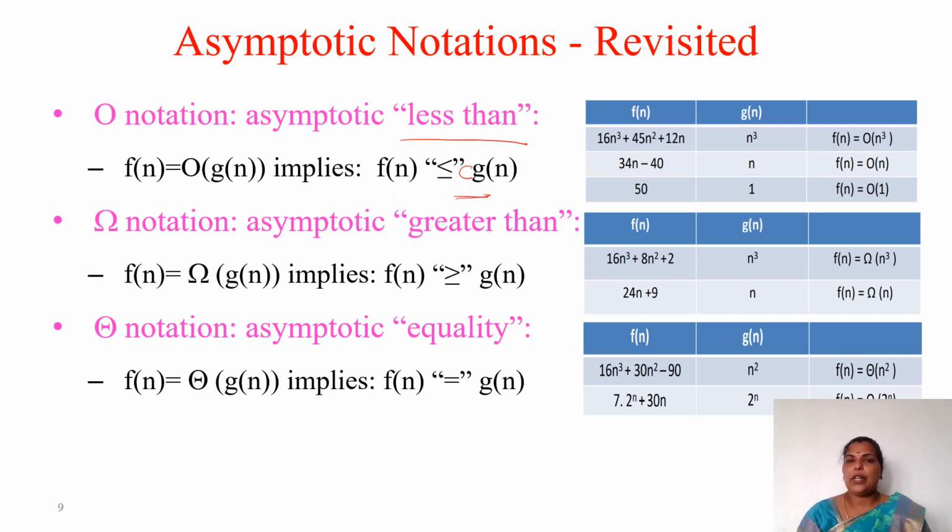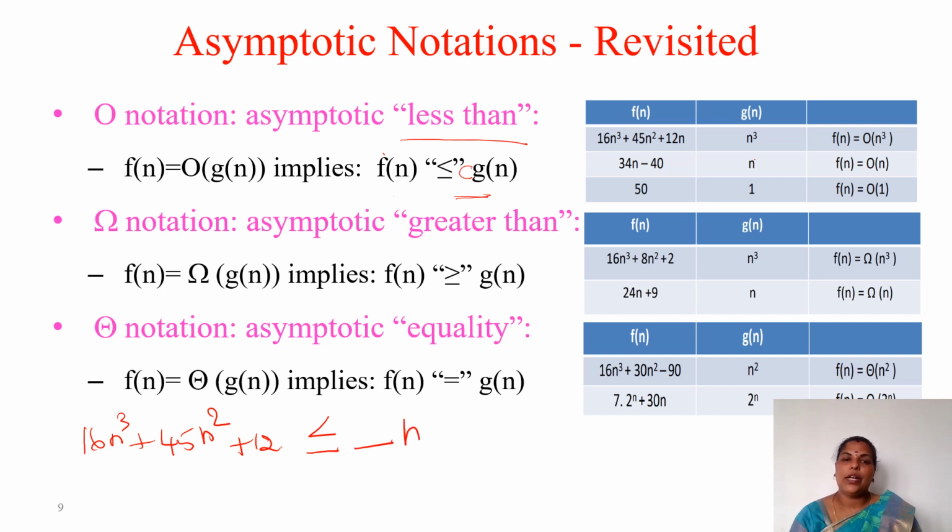So if you take this example, 16n cube plus 45n square plus 12n, that is the f of n value we have, and g of n is n cube. Then we write f of n is equal to big O of n cube. To show this, we have to prove that f of n, that is 16n cube plus 45n square plus 12n, must be less than or equal to some c into n cube.